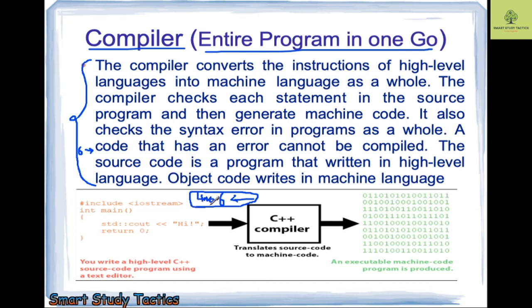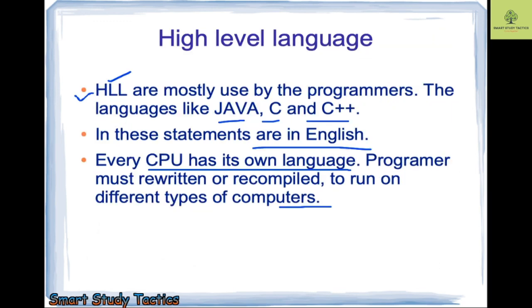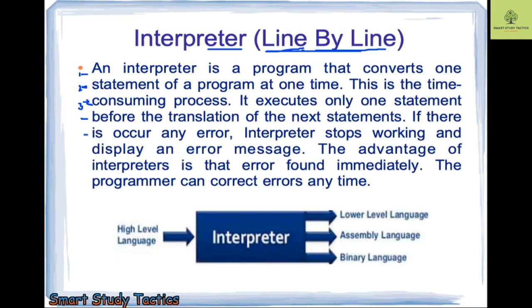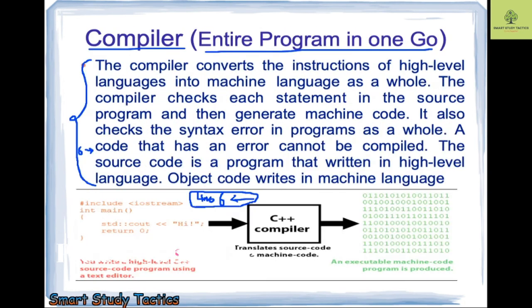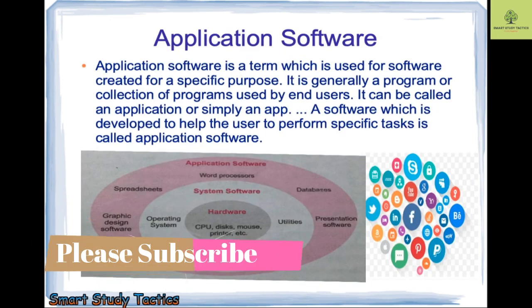Today we have discussed the programming language and the language processors. We have three types of programming language: machine language, assembly language, and the high level language. Okay, then we discussed the compiler, interpreter, and the assembler. Okay, so tomorrow we will start with the application software. So I hope these things are clear to you.